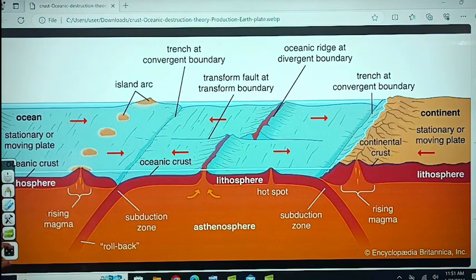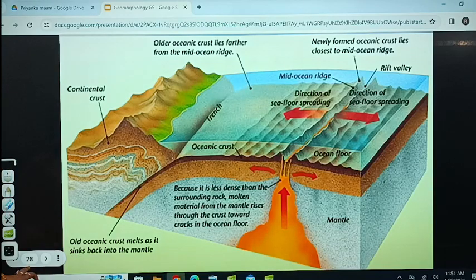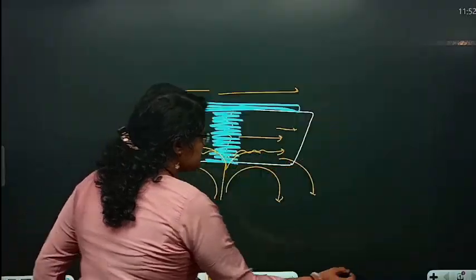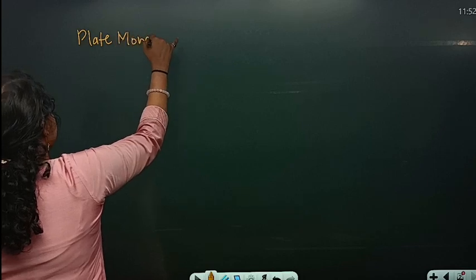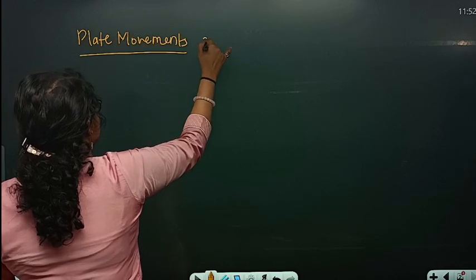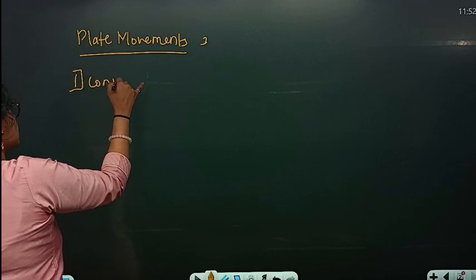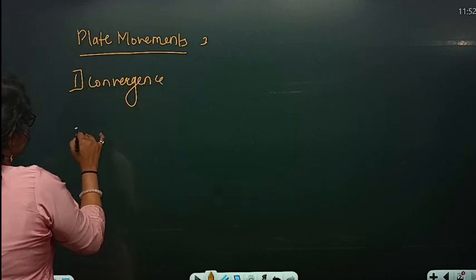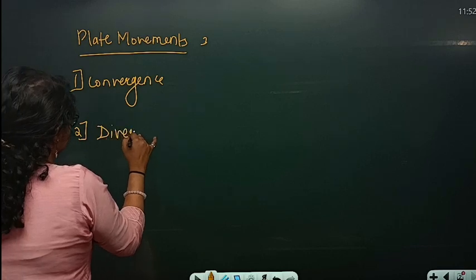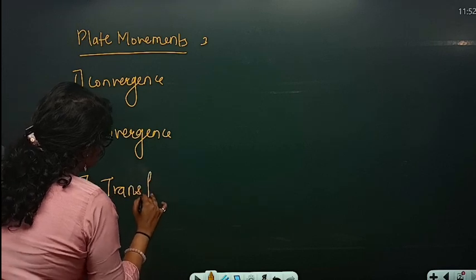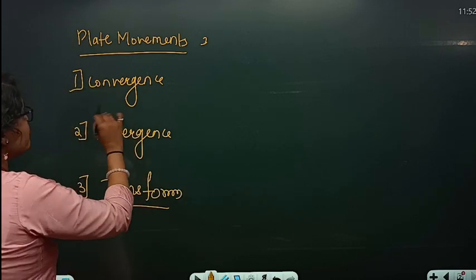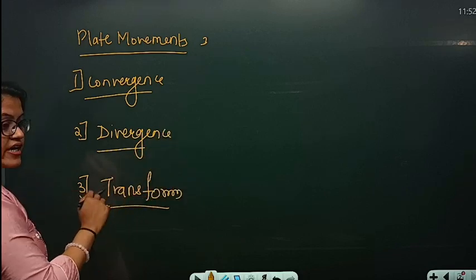Another part. In plate tectonics, we have seen another part, plate movements, movement of the plates. So this was the plate tectonics, but how it is happening, this we can understand from the plate movements. There are three plate movements. One is convergence, divergence, and transform. So basically these plate movements lead to the formation. Whatever we have seen right now, that was divergence.